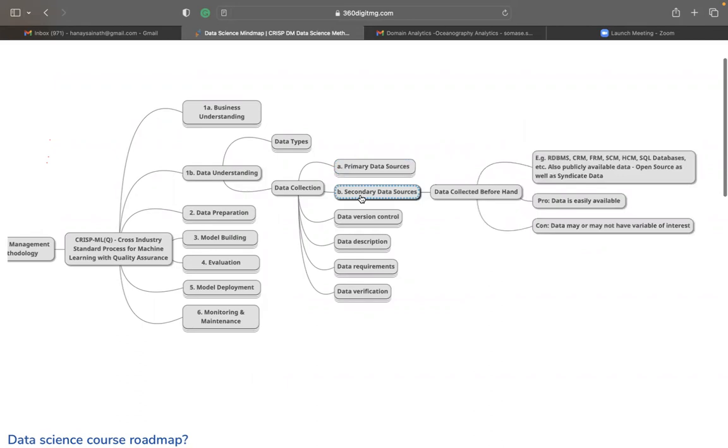The same goes for the secondary data. So data is collected beforehand. For example, RDBMS, CRM, FRM, SCM, HCM, SQL databases. And also publicly available data, open source as well as syndicated data.